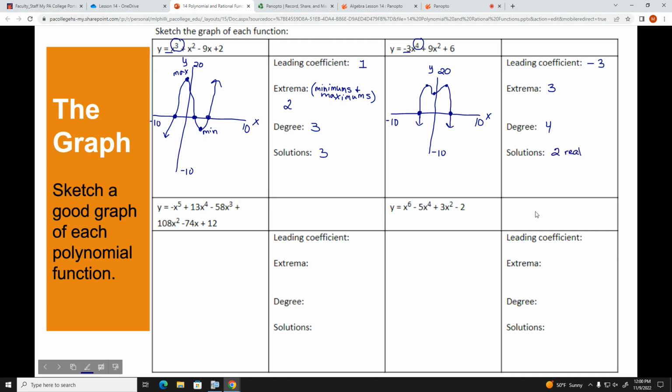And then I'm going to add in that there are 2 complex solutions for 4 total.